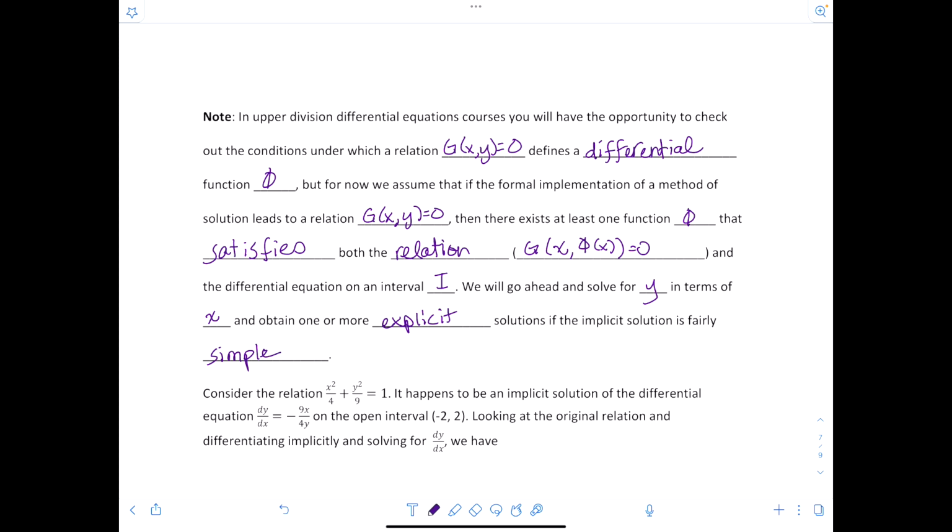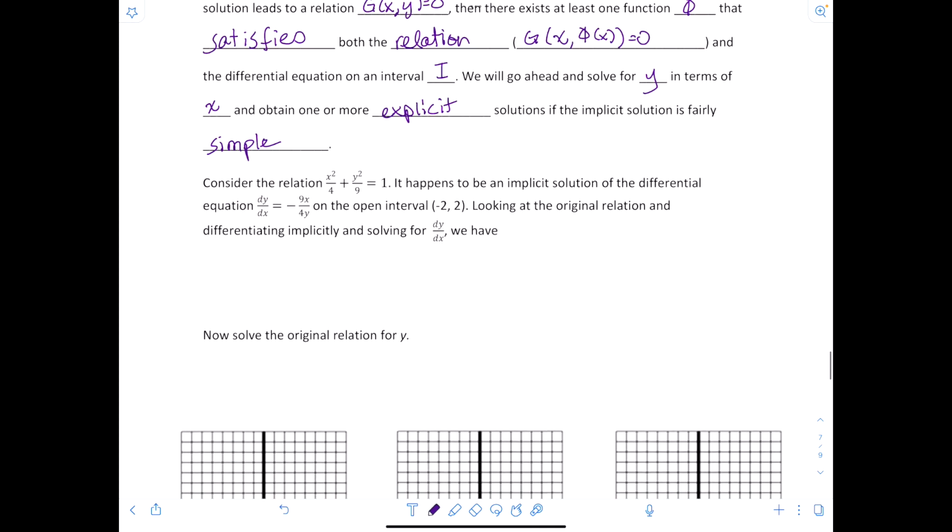All right, so let's consider the relation x squared over 4 plus y squared over 9 equals 1. So what is that shape? Do you remember? Awesome, it's an ellipse. And so it's not a function because it doesn't pass the vertical line test or the horizontal line test, right? But the vertical line test is what defines a function.